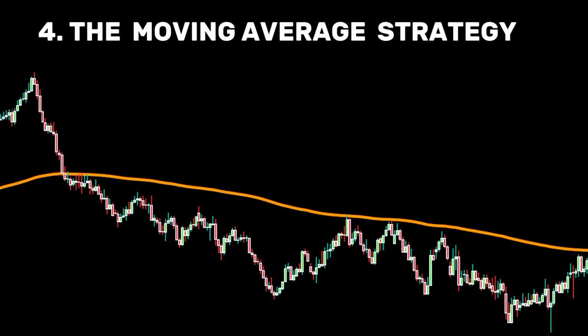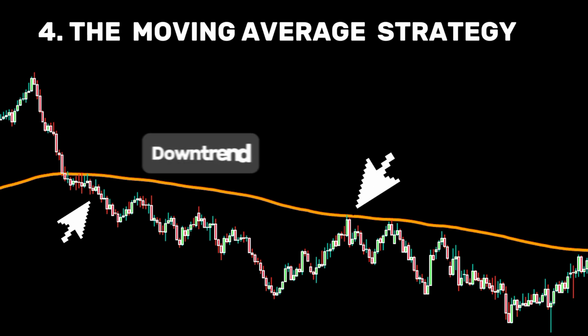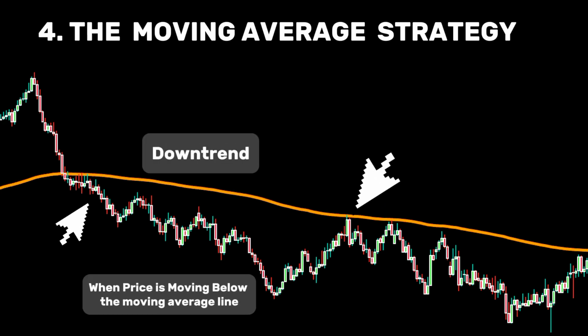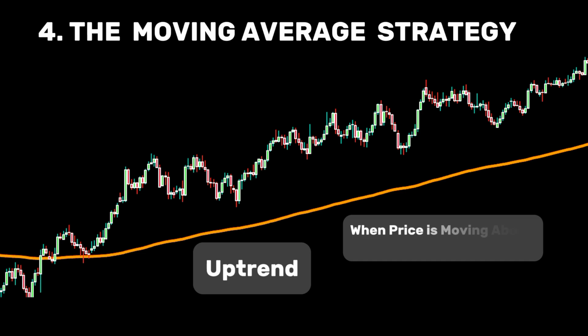There are two ways of trading the moving average. The first strategy is to get in on a trade after price crosses over the moving average line, which signals a trend reversal. And the second strategy is to enter the market when price retraces to the moving average line, signaling a trend continuation. You know the market is in a downtrend when price is moving below the moving average line, and you can identify that you are in an uptrend when price is moving above the moving average line.